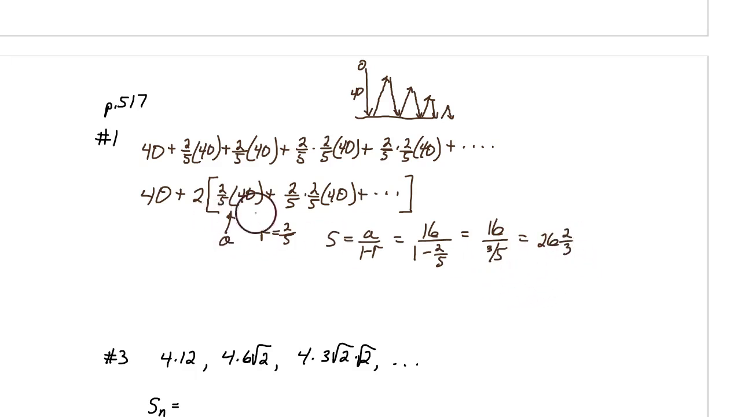Well, that's the sum inside the bracket. So then our total sum is equal to 40 plus 2 times the 26 2/3. And that makes 93 1/3 feet.